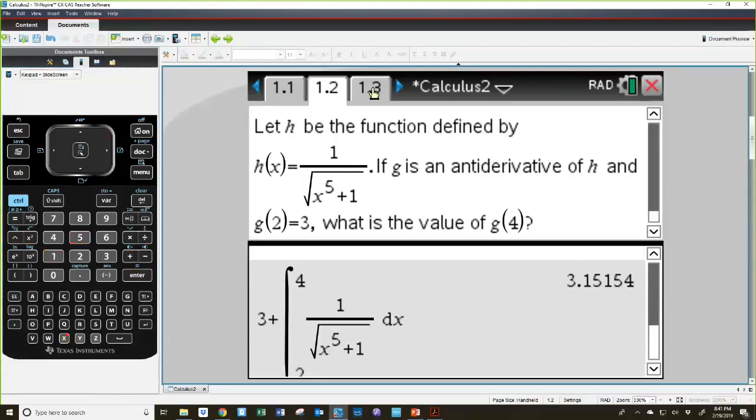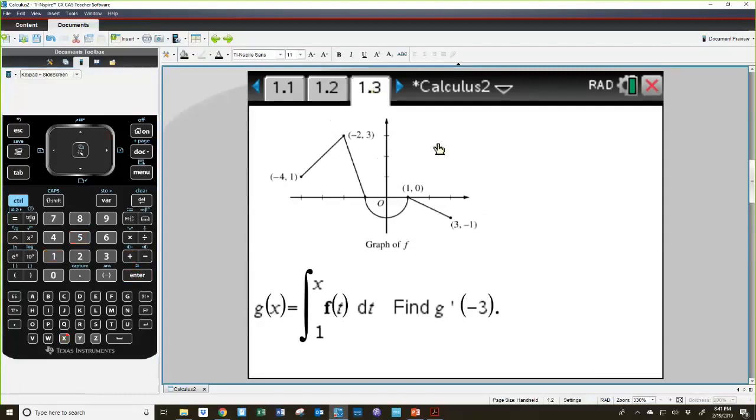So let's look at another situation. In this case, we were given a graph of a function. This is also a fairly recent question that was in the curriculum framework. So they have a graph of f, and they have a defined g of x. And so g of x is the definite integral from 1 to x of f of t dt. And we want to find g prime of negative 3. Well, if we remember the other part of the fundamental theorem of calculus, then we would realize that if we took the derivative of g, it would simply be f of x. So the derivative of g at negative 3 is f of negative 3.